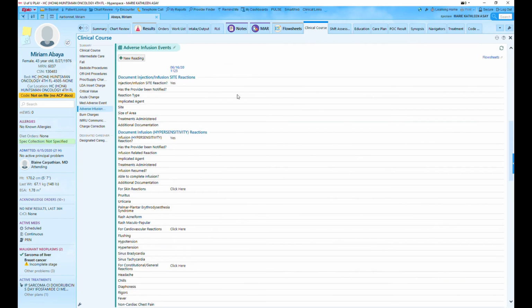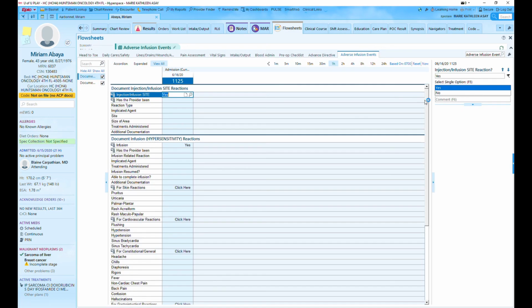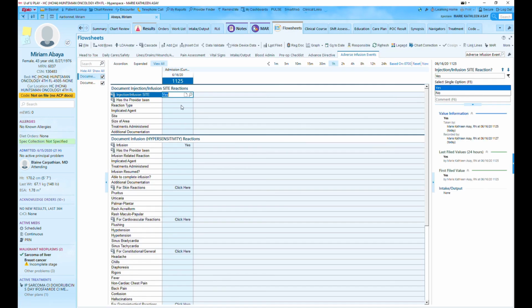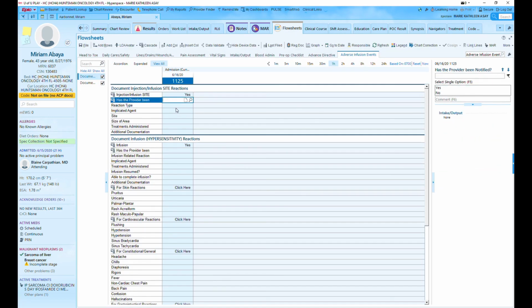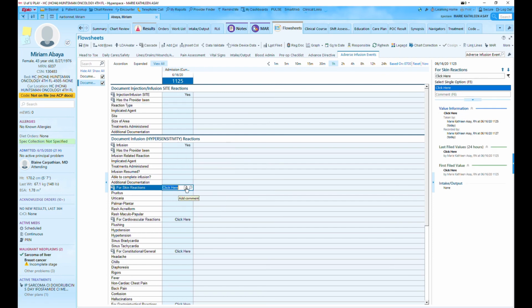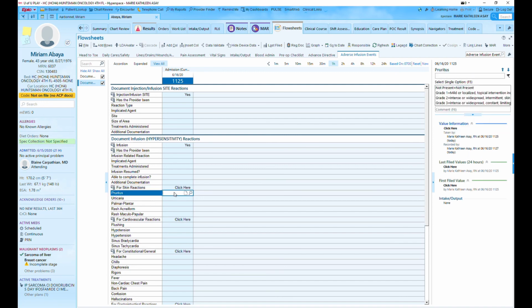After you're done completing the charting, you'll review your charting, make sure you completed all the different sections. Then you can go down to the bottom and select Close. If you would like to review this within a flow sheet, you can select in the upper right-hand corner flow sheet, and you can chart the exact same information within a flow sheet.